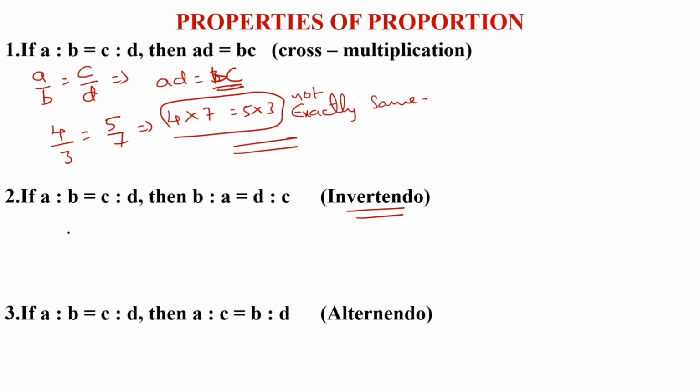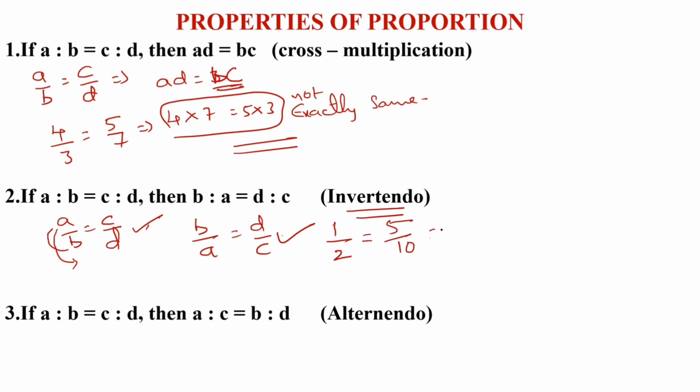Invertendo. Invertendo means if A by B is equal to C by D, then this will become antecedent and this will become consequent. So B by A is equal to D by C. This is called invertendo. For example, if it is 1 by 2 and 5 by 10, then we can write it as 2 by 1 and 10 by 5.